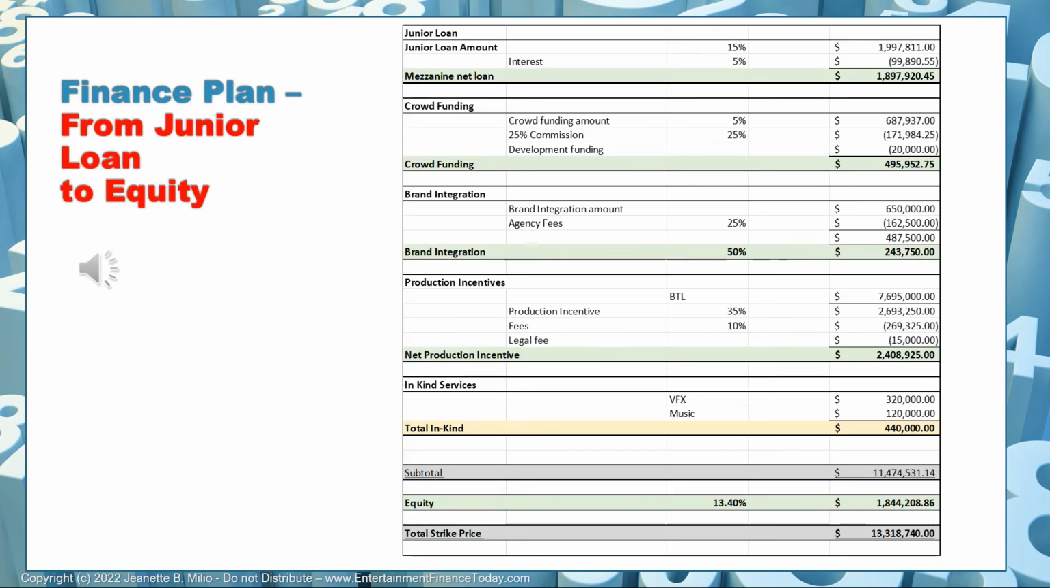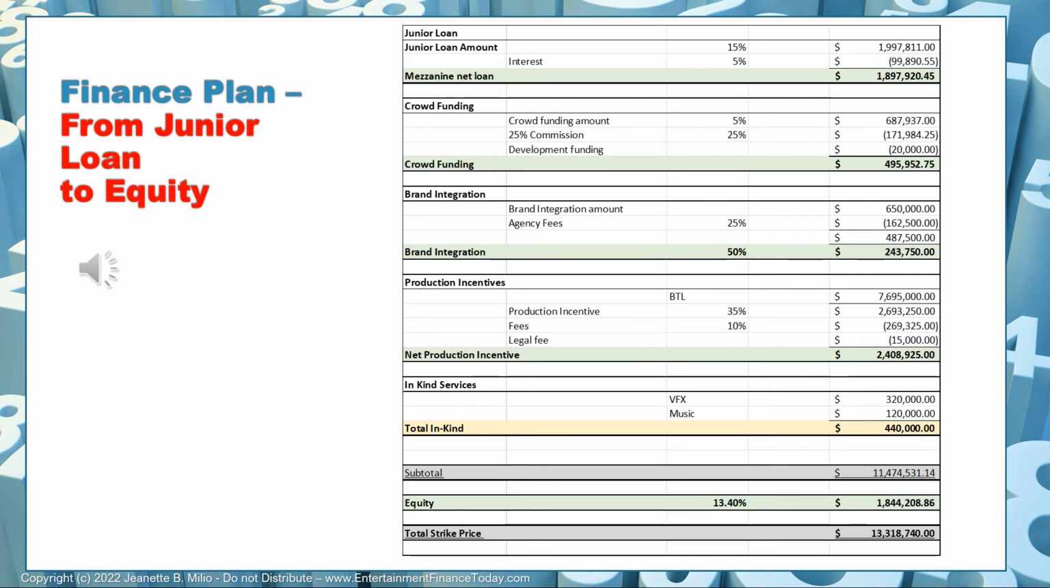Let's take a look at all the other finance plan elements. We had a junior loan of 15% of our strike price. We had a crowdfunding amount of 5% of the budget. We had brand integration for Mercedes, production incentives against the below the line amount, and in-kind services, which we are listing here but not adding to our subtotal because these are deferred items. So altogether, we have now collected 11,474,531.14 from these finance sources.